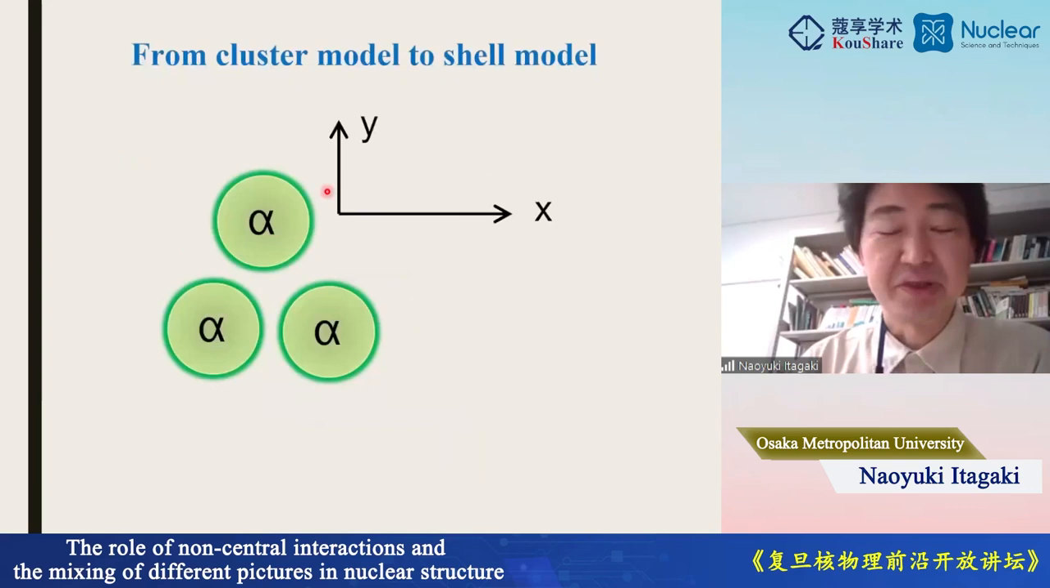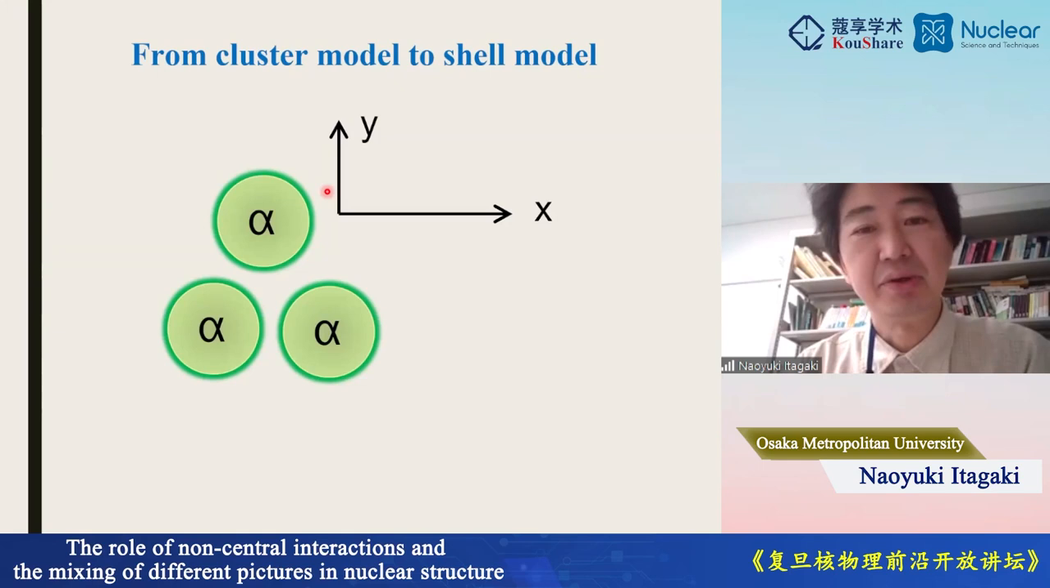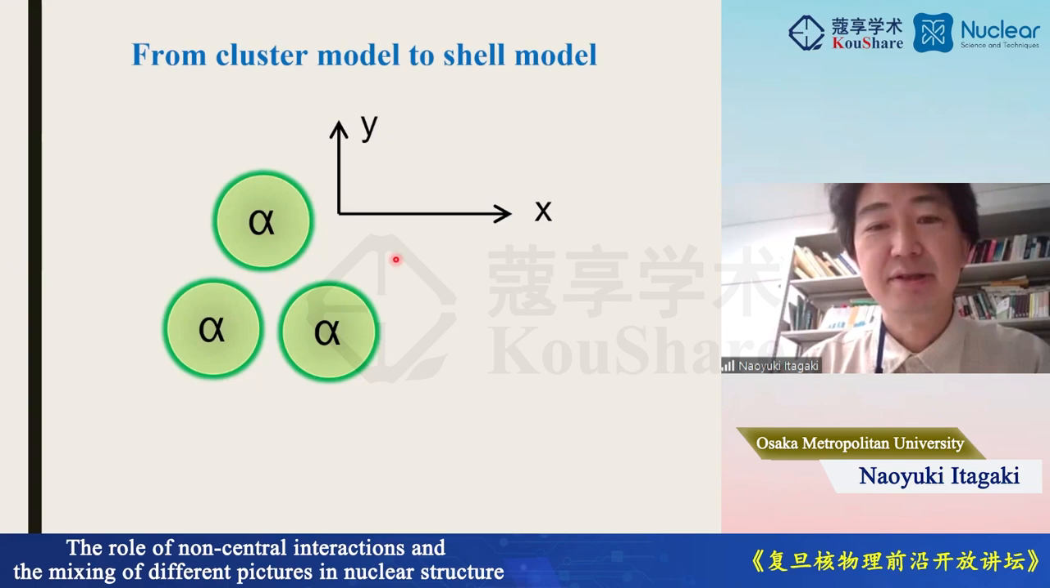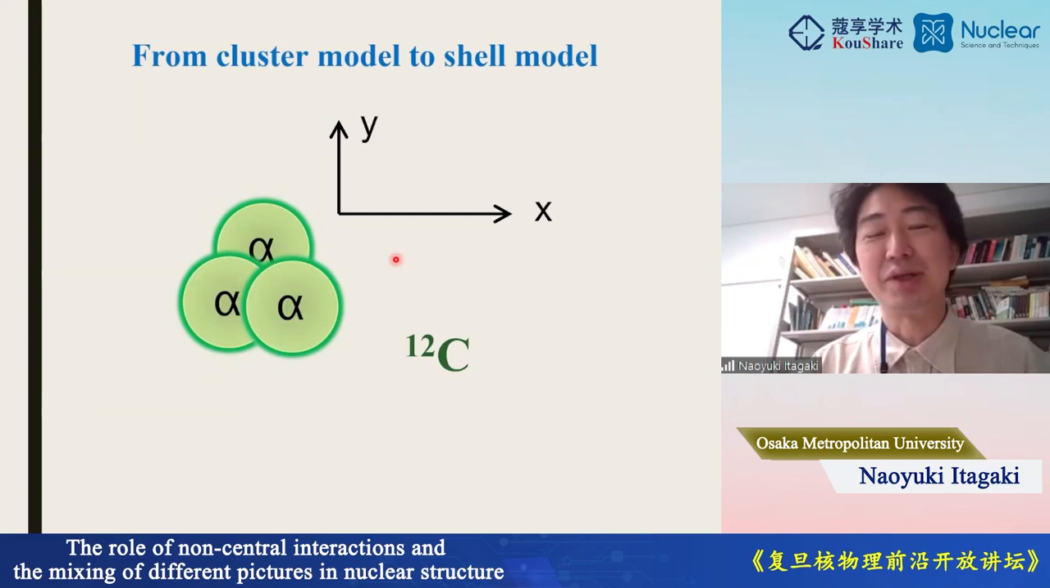Now I would like to explain how to go from the cluster model to the shell model. The first thing we have to do is take a small distance between clusters. Suppose we have three alpha particles, and this is carbon-12. The first step is to take a small distance between them. Then it looks like a shell model, right? It seems to be a one-body field.